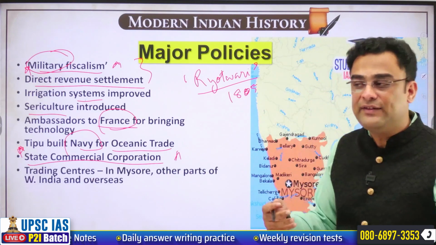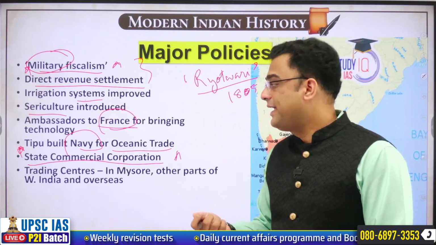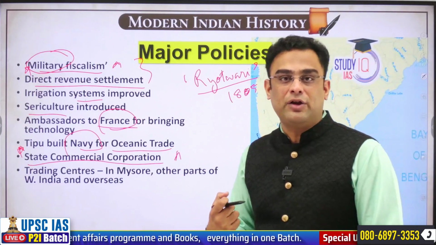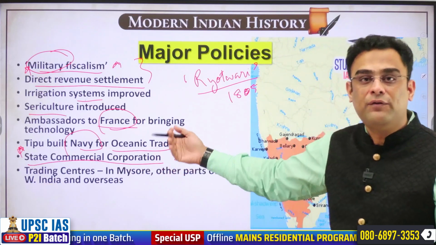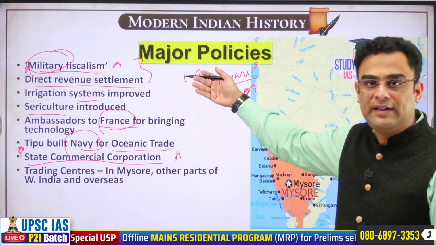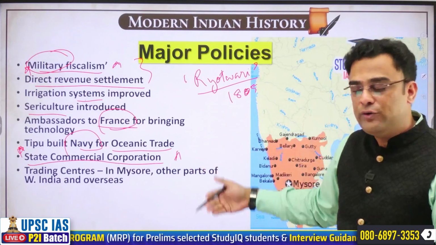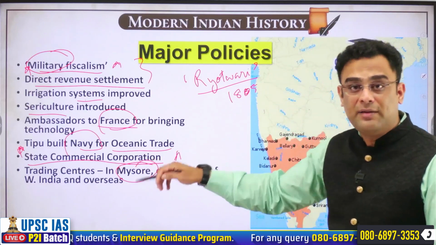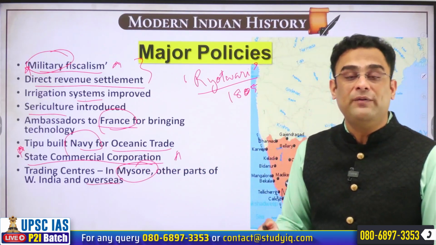So he understands what the Western powers are up to. Okay, unlike a lot of Indians who could not really gauge in time what the Europeans were doing, Tipu Sultan had an inkling about the strength of the Western powers, their technological advancement and their advantages in trade. So he's trying to counter that. He established trading centers in Mysore, other parts of Western India, and also overseas so that trade could be facilitated.